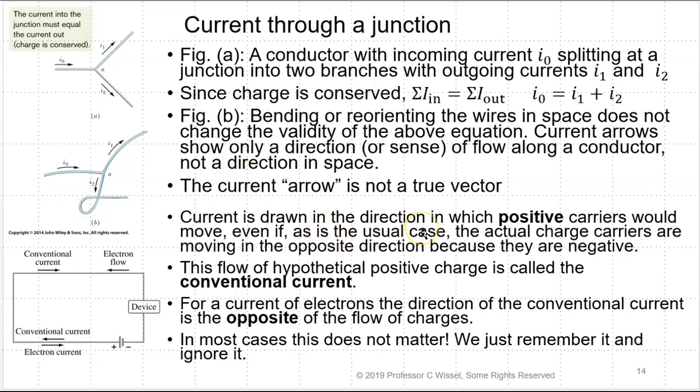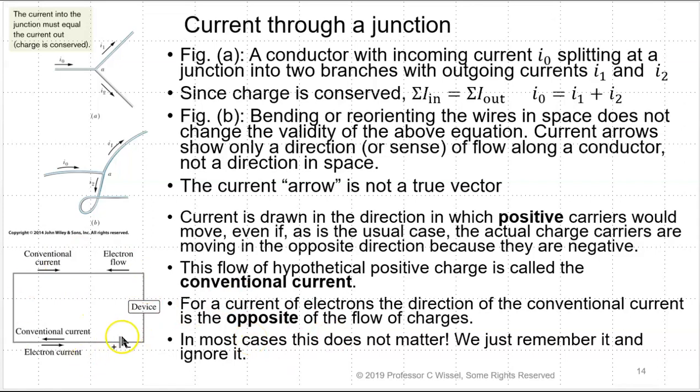Current is drawn in the direction in which hypothetical positive carriers would move, even if, as is the usual case, the actual charge carriers are moving in the opposite direction because they are negative. This flow of hypothetical positive charge is called the conventional current. For a current of electrons, the direction of the conventional current is opposite to the flow of the charges. Now, in most cases, this does not matter. We just remember it and ignore it.